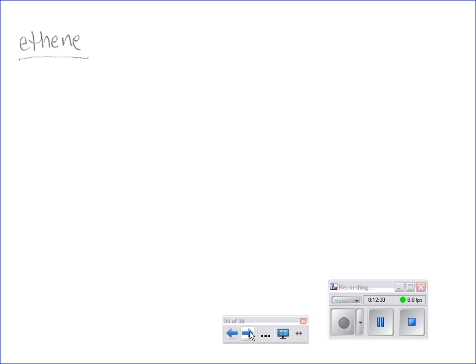Okay. Let's go ahead and draw the next thing. Let's draw ethene. What's different about ethene? It's got a double bond. So C, double bond, C. How many H's on each carbon? 2.